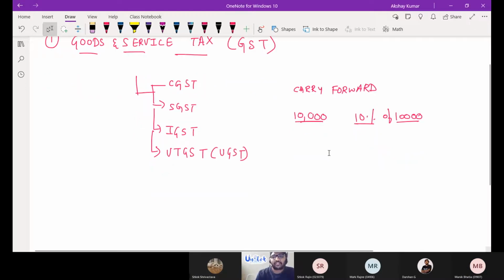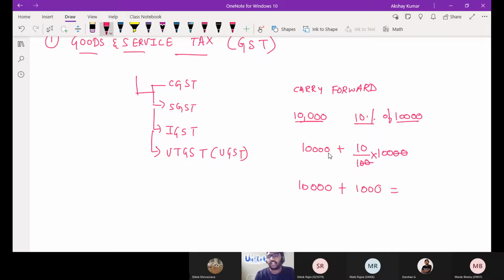Now suppose the bill is 10,000, and I'm charging 10% GST. As you told me, 10% is 10 by 100 into 10,000, which is 1,000. So the total is now 10,000 plus 1,000, which is 11,000, correct? So you'll pay this and come back. This is the type of calculation that you will be using here.